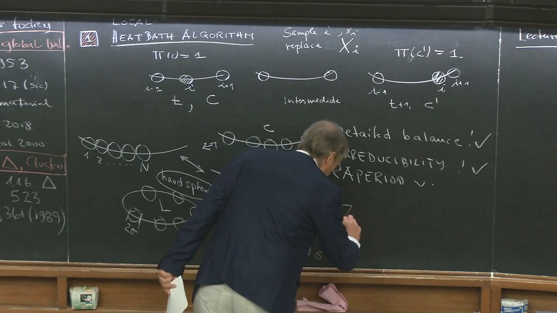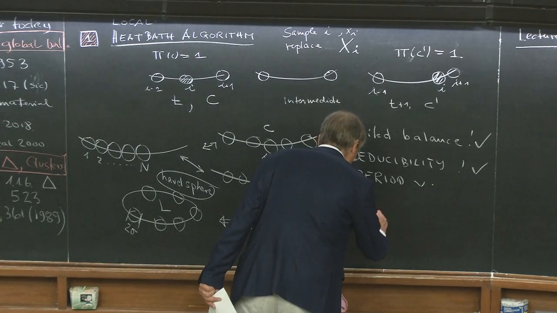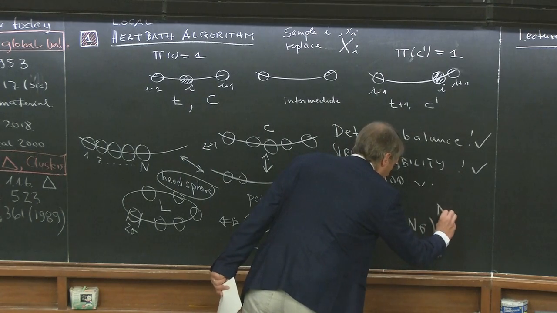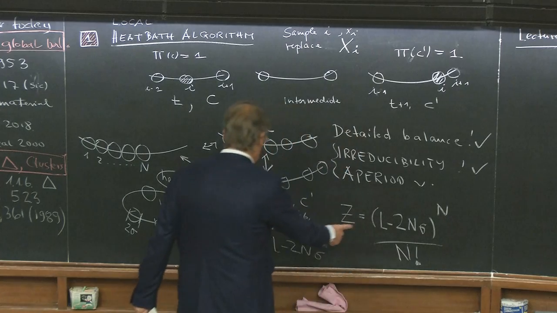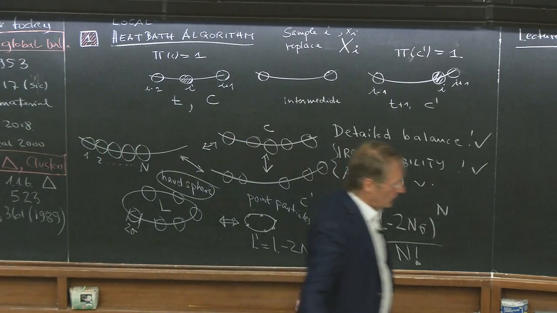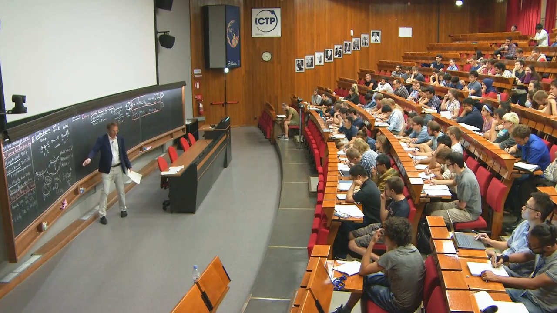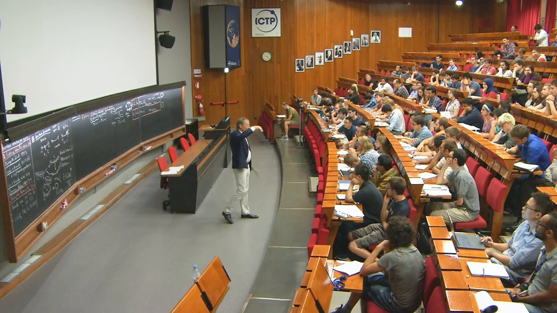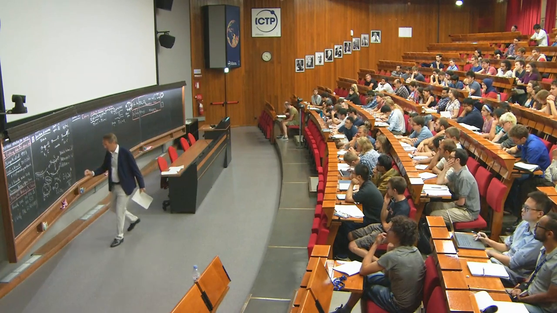And this can be used to show that the partition function of this system is in fact L minus 2 N sigma to the power of N divided by N factorial, on the left and on the right. The reason that we can compute the partition function exactly shows me that there must be a direct sampling algorithm. And it's very easy to think it up.